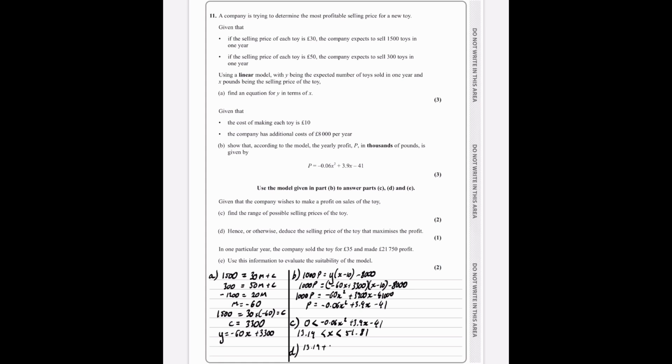So it's an unhappy face if you want to visualize it that way. The maximum, because it is a quadratic, is going to be halfway between the roots. So I can add my 13.19 and 51.81 together and halve it, and we get £32.50.